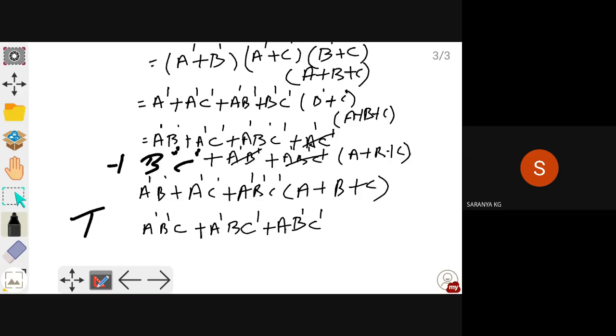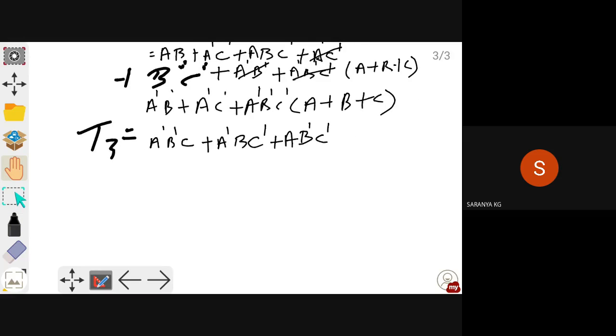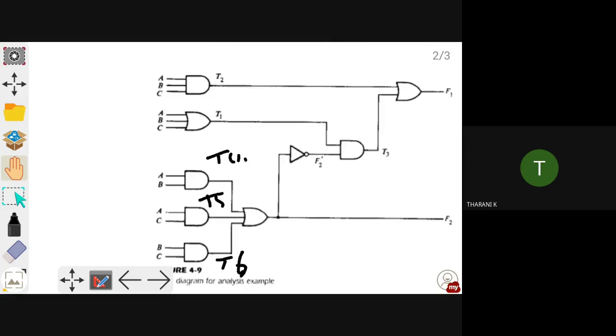T3 as A dash B dash C plus A dash B C dash plus A B dash C dash. So is it clear or not? Are you all getting this answer? Yes, ma'am. So your T3 you have obtained. So next step is F1.